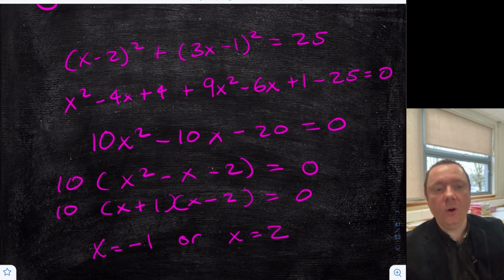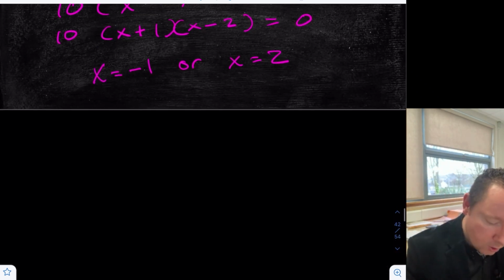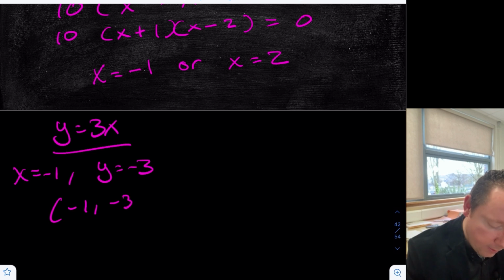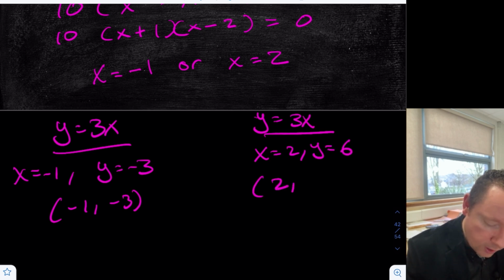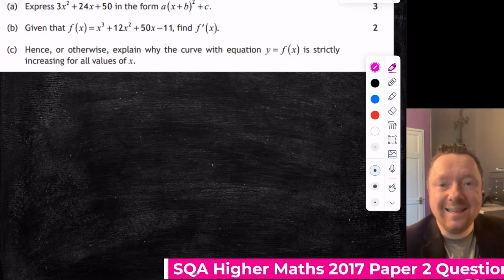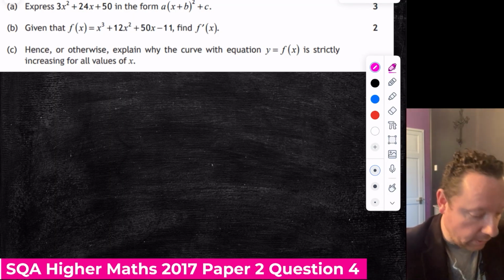We've got our x points, now we need to get our y points. So when y equals 3x, at x equal to minus 1, y equals minus 3. The point is (minus 1, minus 3). And for y equal to 3x, when x equals 2, y equals 6. So our point is (2, 6). There's our 2 points of contact, and we're done there. It's Higher Maths 2017, paper 2, question 4.